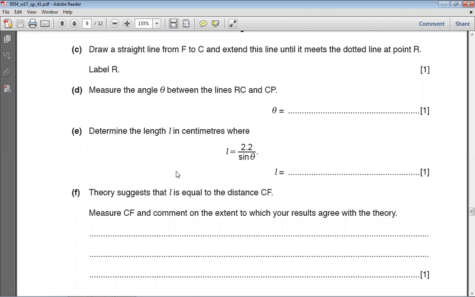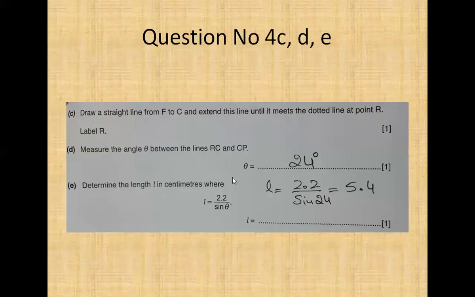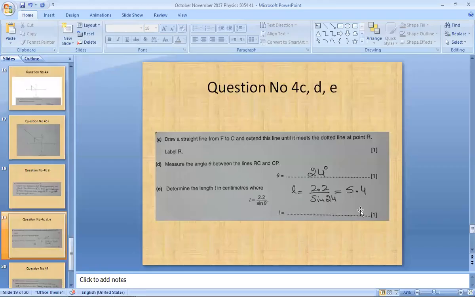Very simple thing. Determine the length L in centimeters, where L is equal to 2.2 divided by sine theta. So I will just put the value of the theta here. Let me show you. Okay. So theta is 24. I will write 2.2 divided by sine 24 equals, that will be 5.4. So the length is 5.4 centimeters. So let's check.